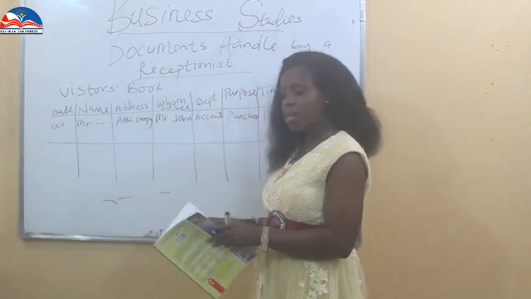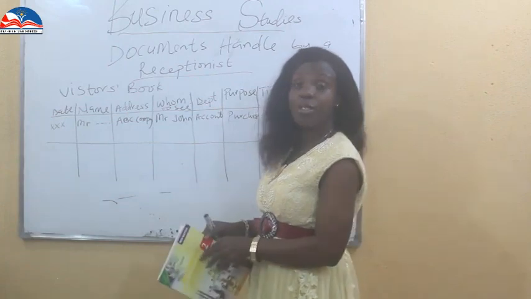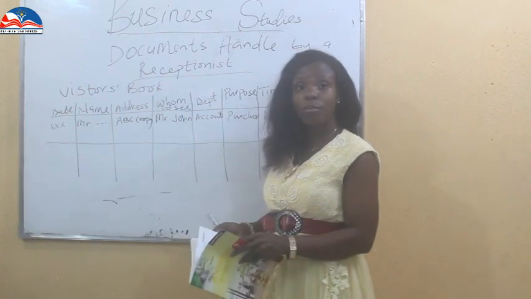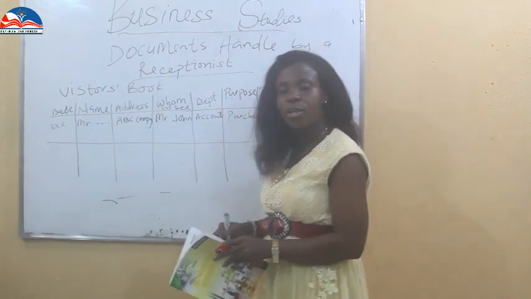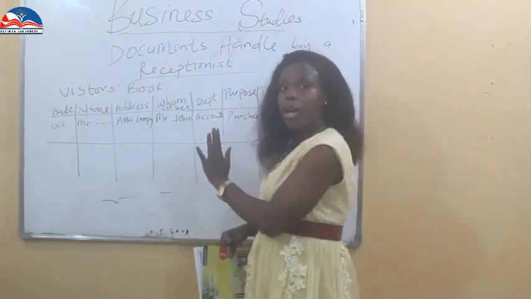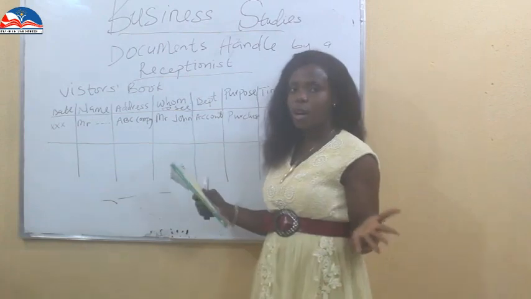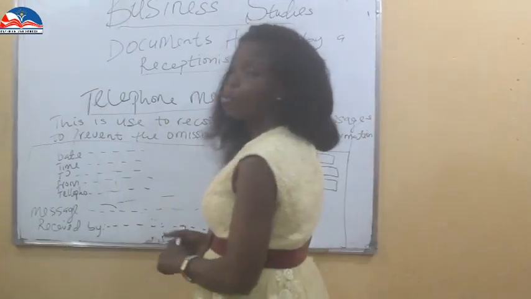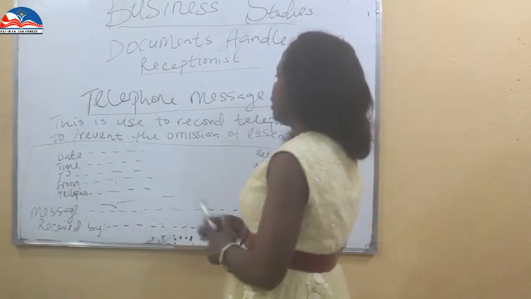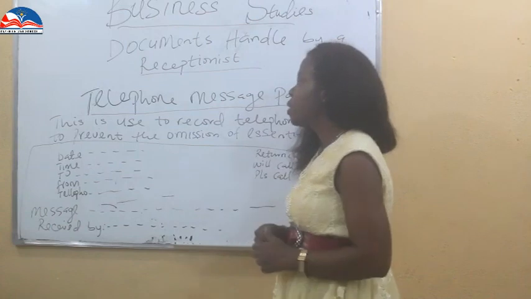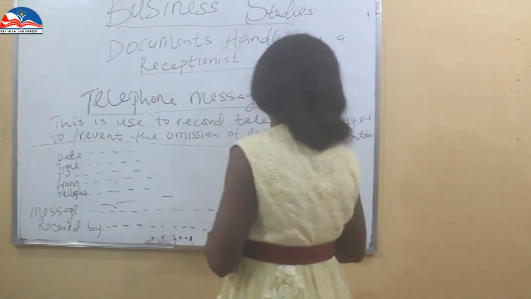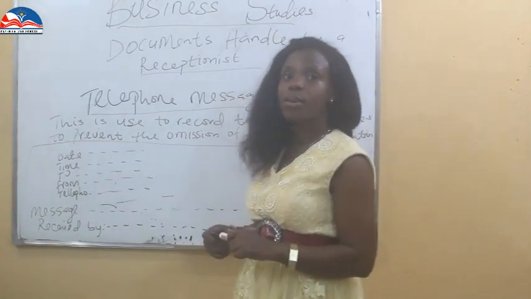Let's see another document which the secretary and the receptionist handle. We are going to talk about the telephone pad that the receptionist keeps in his office. Hope you understand what a visitor's book looks like now, and you can draw a visitor's book if you are asked. The next document the receptionist handles is the telephone message pad. This is used to record telephone messages to prevent the omission of essential information or essential messages that are required.